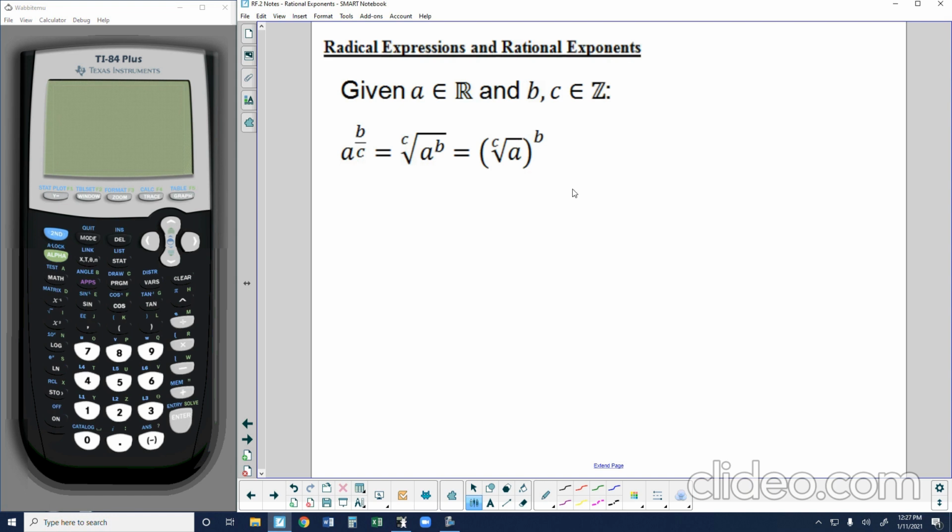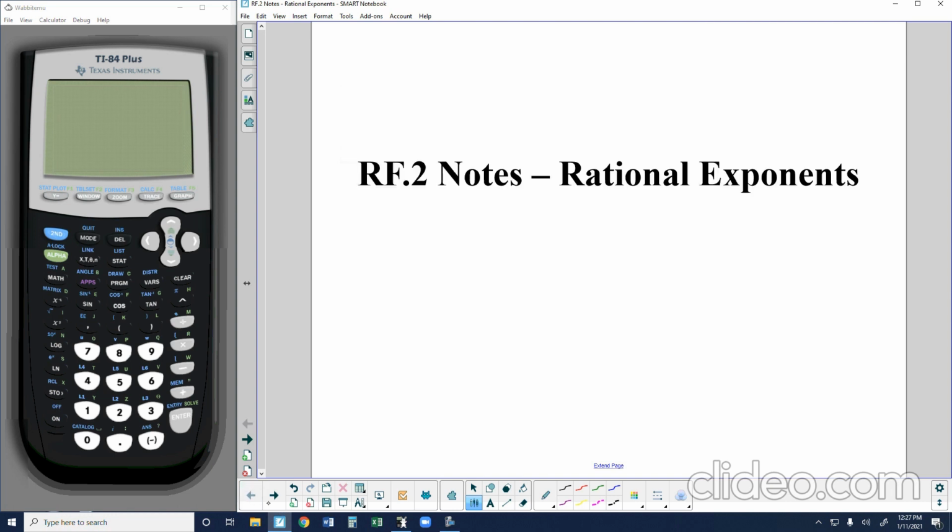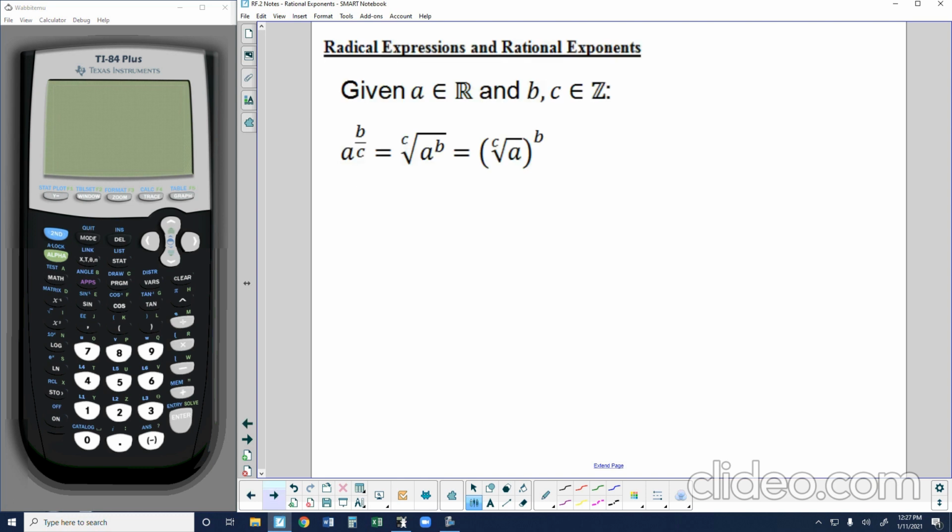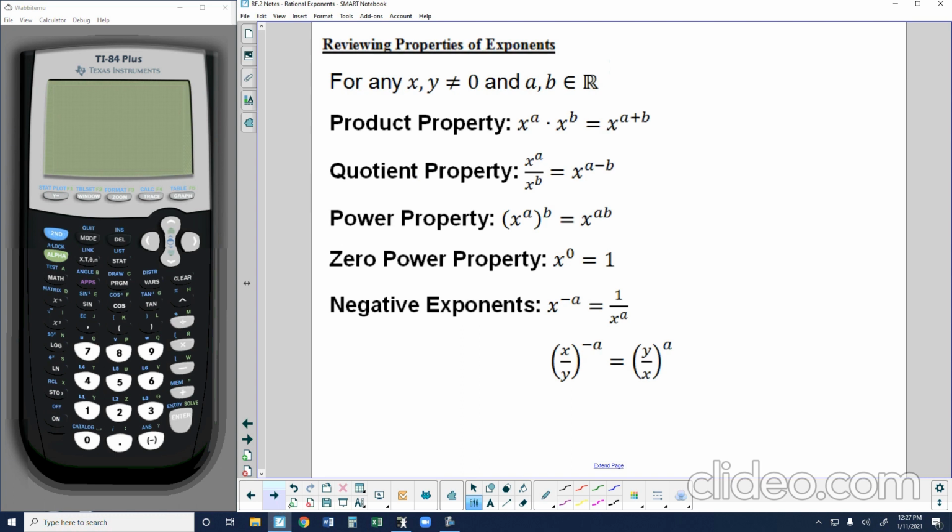So anytime we have a base, a number, a real expression, or a real number, A, and we take it to a fraction power, the numerator becomes the exponent of the radicand, and the denominator becomes the index of the root. So we can connect this new idea in RF.2, rational exponents, with the concept of radical expressions that you guys are used to. Now let's see where that's going to come into play.